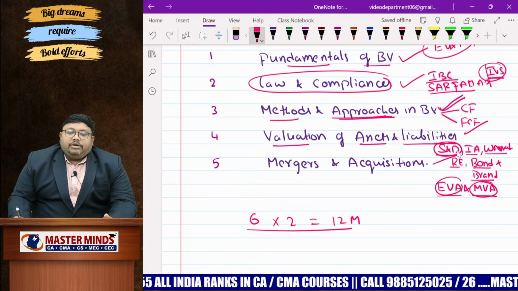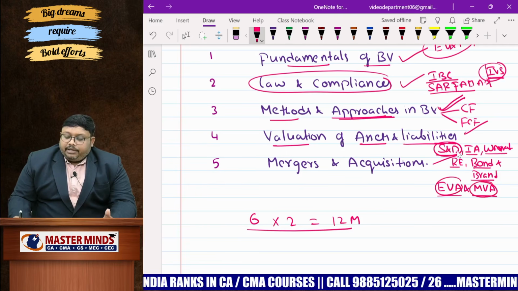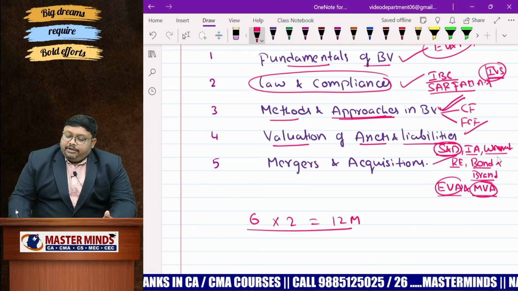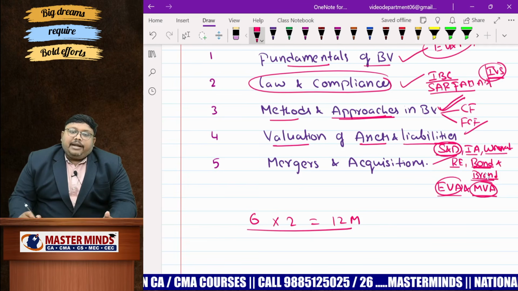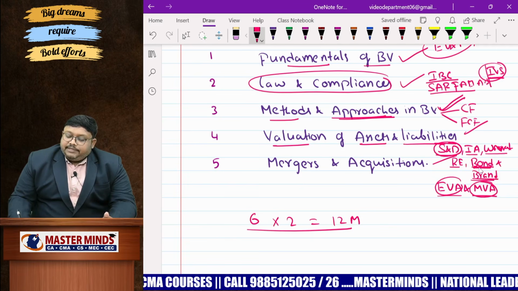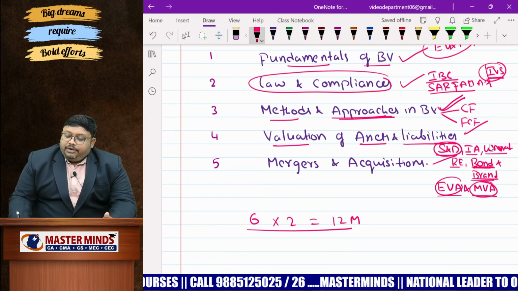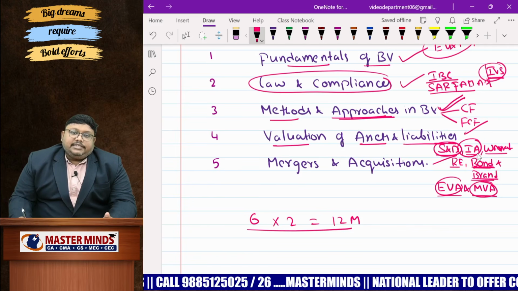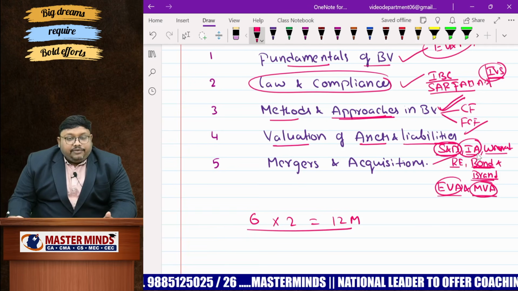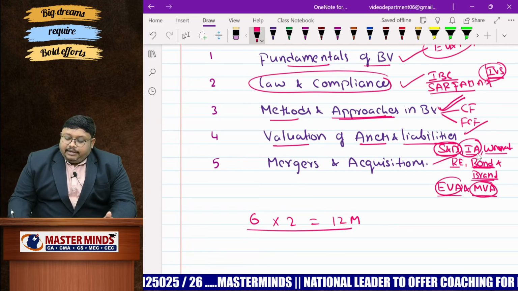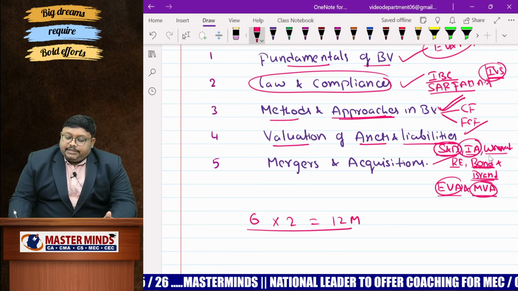In this, most of the things are already covered in CFR. Especially what you have to study over here is bond valuation and brand valuation. Bond valuation is very important from the examination point of view, and also intangible assets valuation, including valuation of goodwill, which is also covered in CFR.